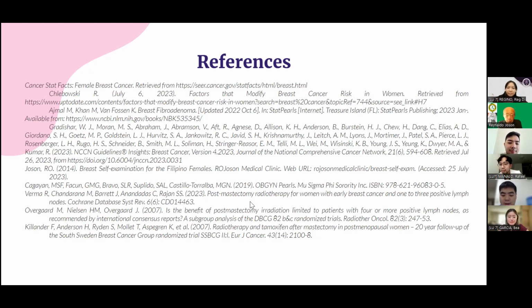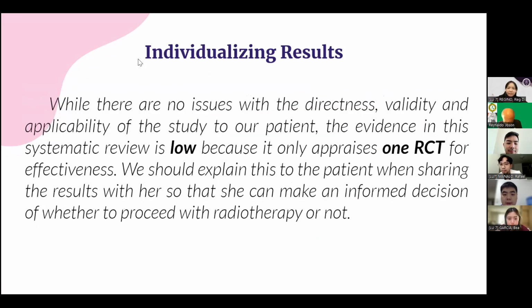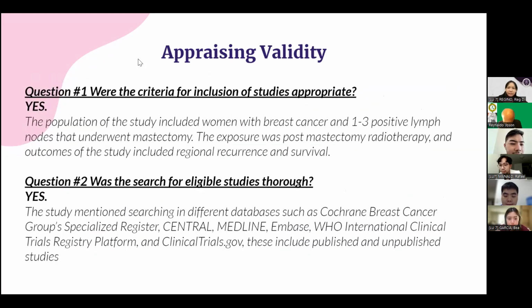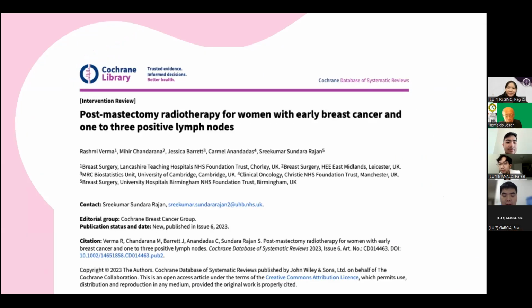So let's start with the journal critique first. So this is from Cochrane. But before that, what was the primary outcome? It's the survival rate and also the local recurrence rate. Yes, sir. The primary outcome is local regional recurrence rate, and then the secondary outcome was overall survival, sir.